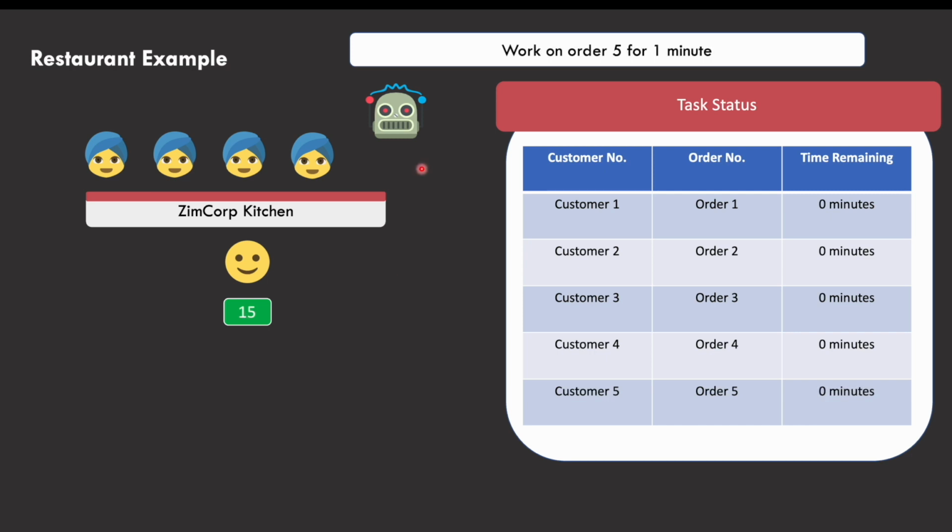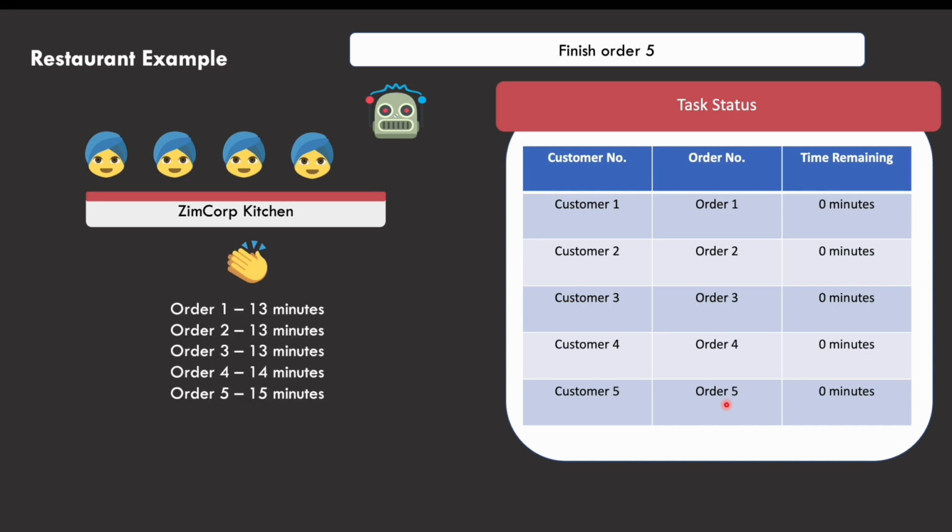Any of the chefs can work on order number 5. It takes 1 more minute to finish the order, and we have 0 minutes remaining for order number 5 as well. So it is done. Finish order 5 and customer 5 can leave as well, right? So this was actually the best scenario because all the orders were fulfilled. None of the customers were dissatisfied.